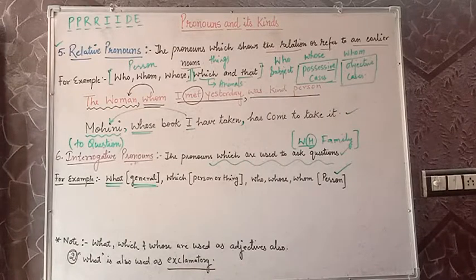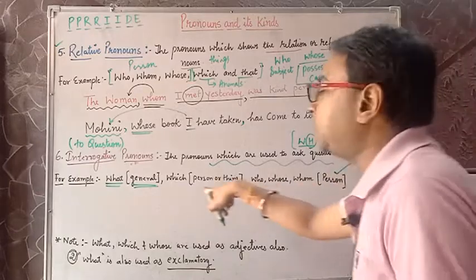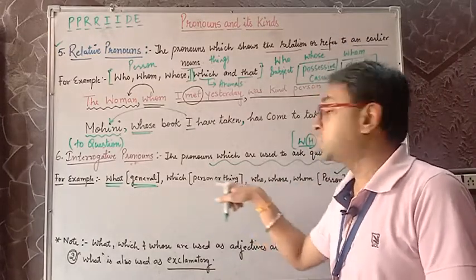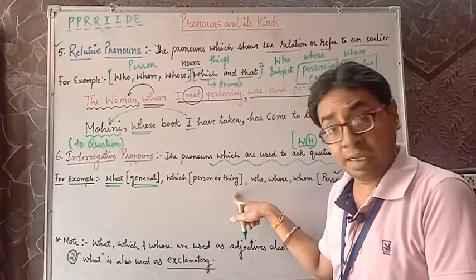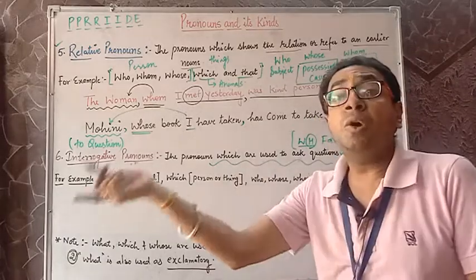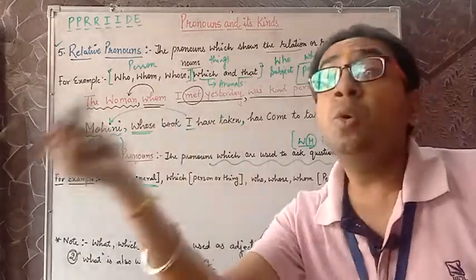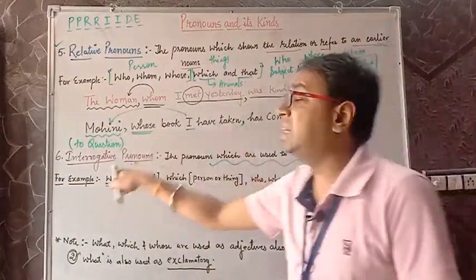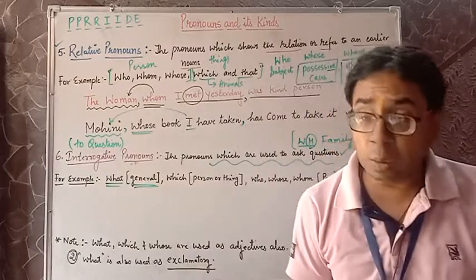That is very, very important. What did you say? Which person are you talking about? Which animal are you talking about? Which book are you talking about? Clear? Who are you talking about? So these are the examples of interrogative pronouns. Are we clear with this?